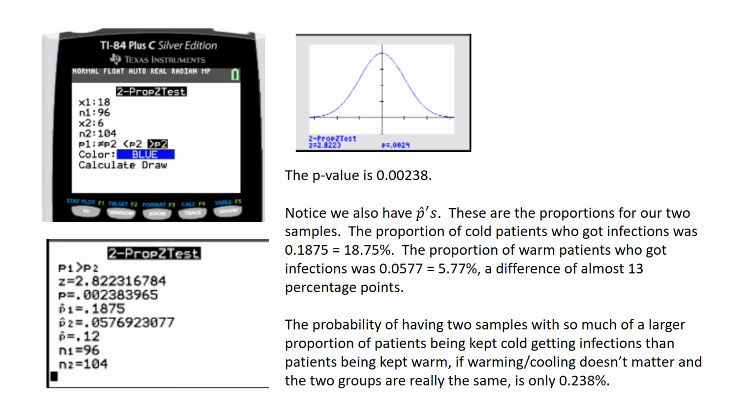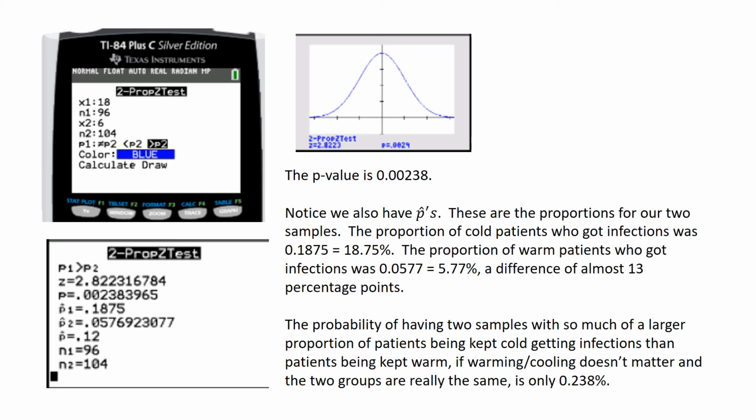And this is telling us that the proportion of infections in our patients who were kept cold was about 18.75%. Percentage of patients who were kept warm that got wound infections was about 5.77%. This is a difference of almost 13 percentage points. That's kind of a big deal. But the hypothesis testing says, is this something we could have gotten by chance alone if the groups were still really the same? And the answer to that is probably not.